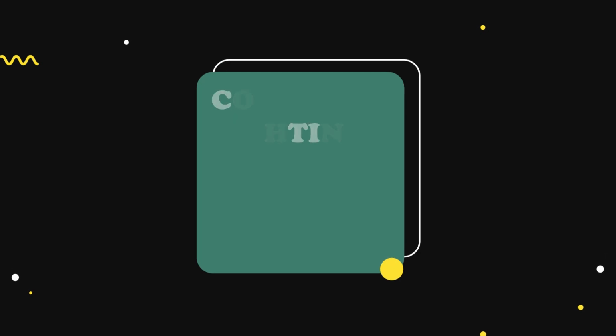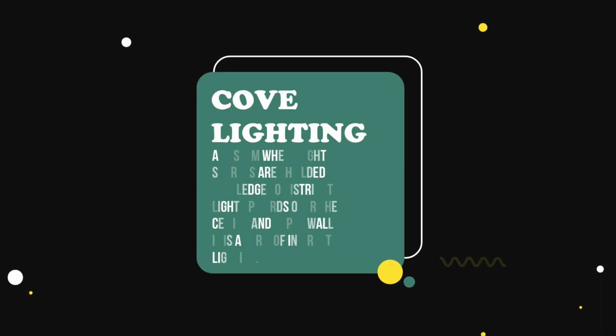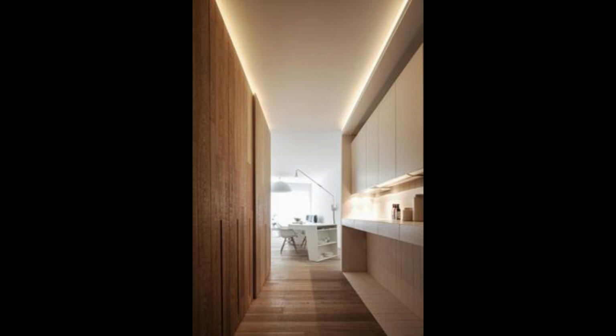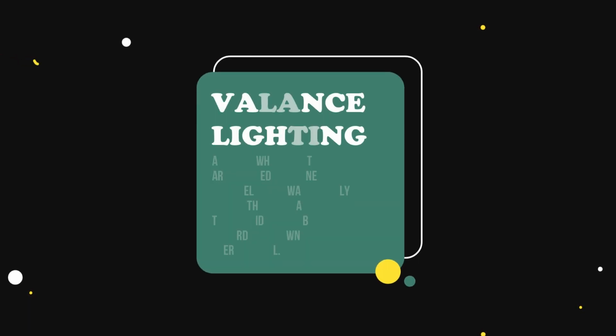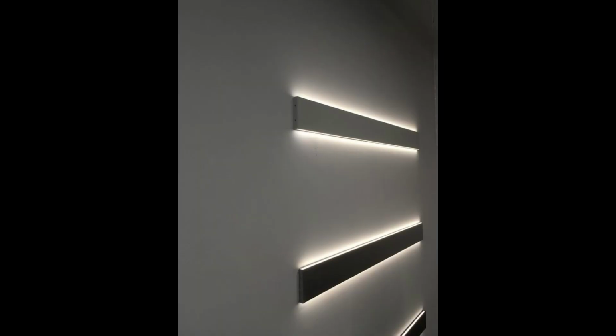Second is cove lighting, a system where light sources are shielded by a ledge to distribute light upwards over the ceiling and upper wall. It is a form of indirect lighting. Third is valance lighting, a system where light sources are shielded by a panel parallel to the wall, usually across the top of a window. This provides light both upwards and downwards over the wall.